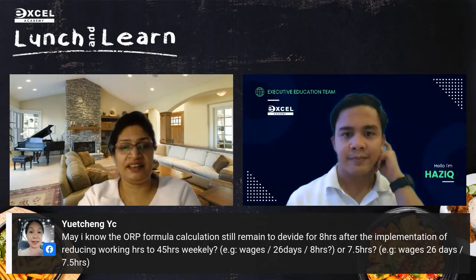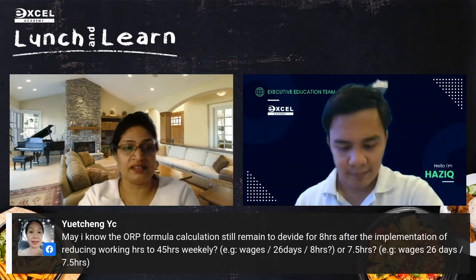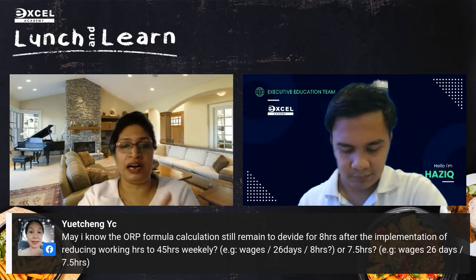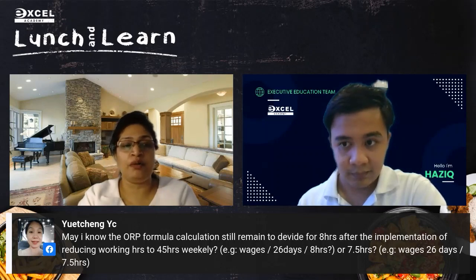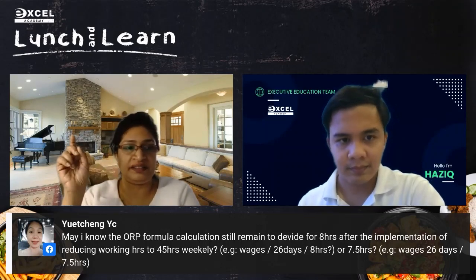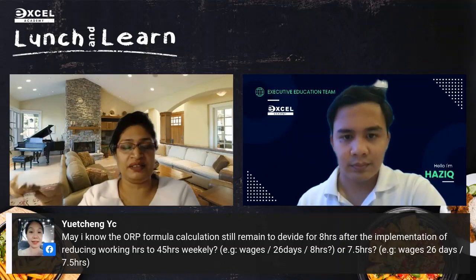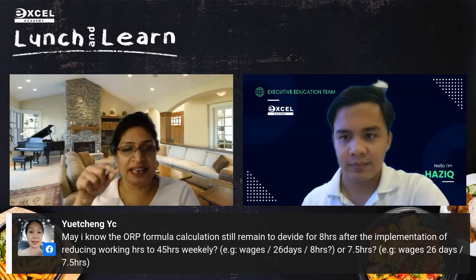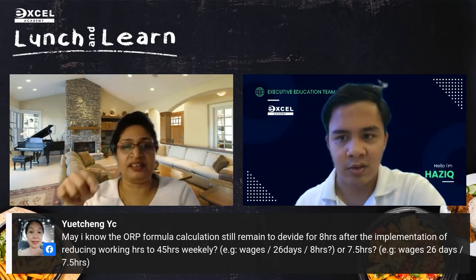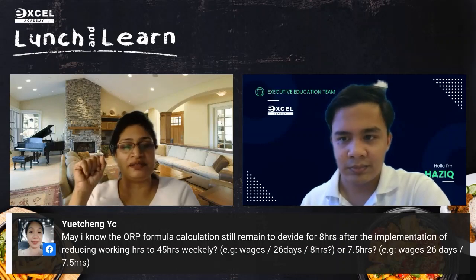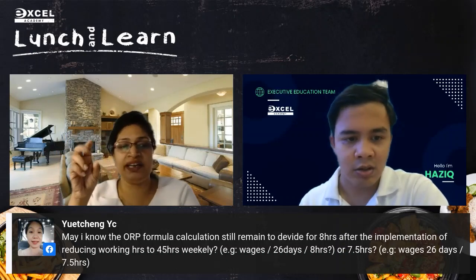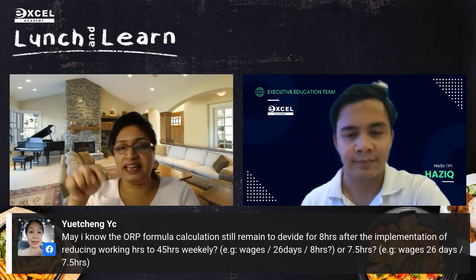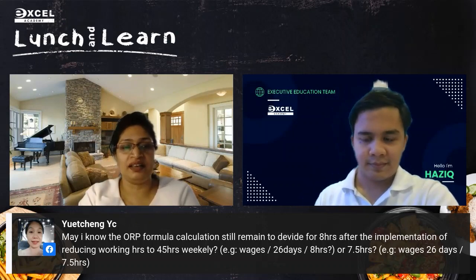So for a monthly rated employee, wages divide by 26 is the formula given in the EA. And then it goes on to say that for hourly, you need to divide by normal working hours. It doesn't give the figure 8. Okay, it says normal working hours. So now if your normal working hours is 7.5 hours, then you need to divide wages by 26, divide by 7.5 hours. No more 8. 8 only if your normal working hours is 8 hours, then you divide by 8. Because the number 8 is not given in the EA.